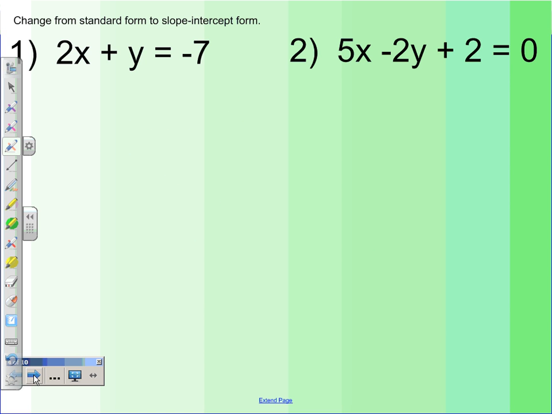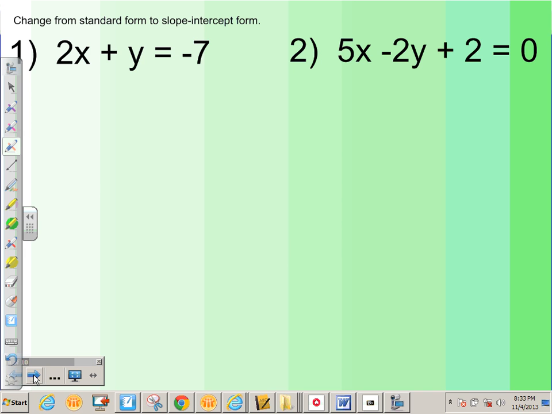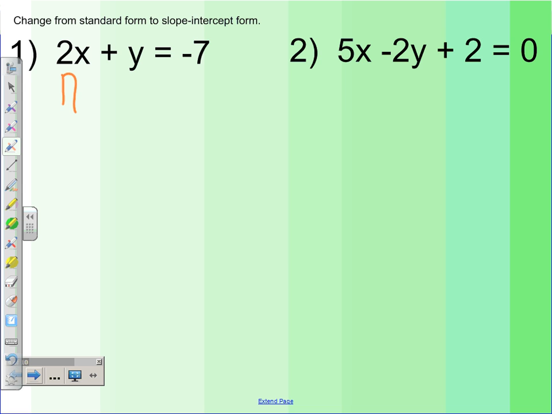Change from standard form to slope-intercept form. So as you can see, we talked about the original equation in standard form would be ax plus by is equal to c, or the constant. As you can see, it's in the format standard form, and so we are going to change it into slope-intercept form. We know that any equation that's in slope-intercept form is going to be equal to y. So the idea here is to isolate y, or get it by itself.